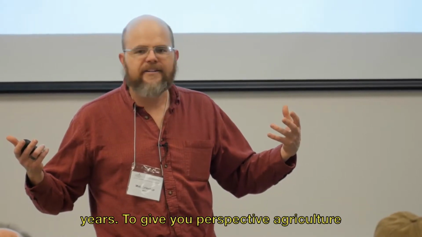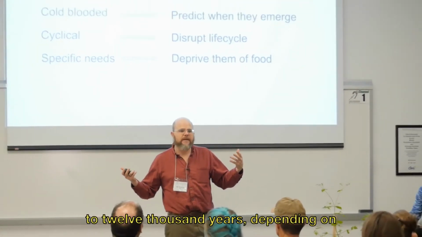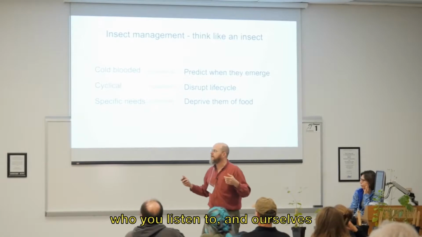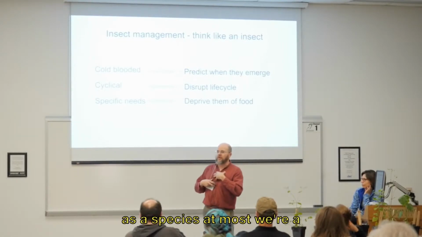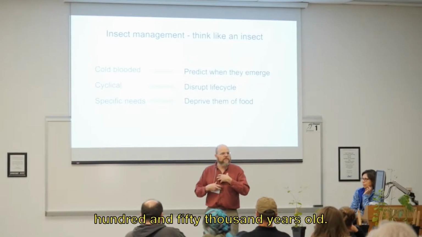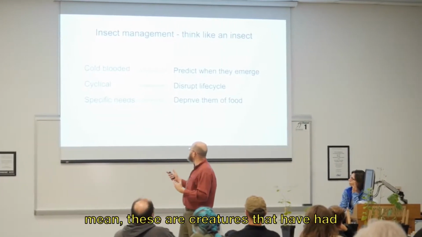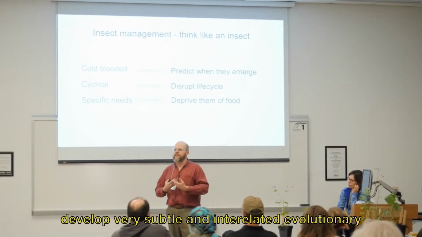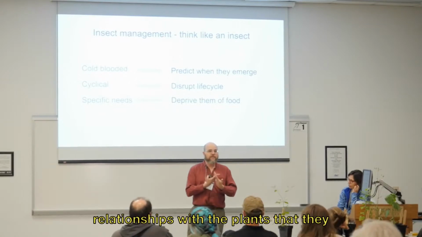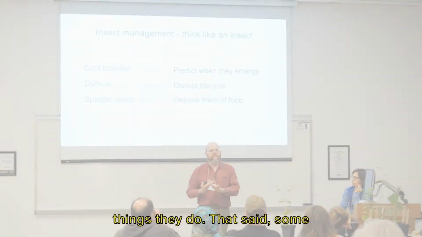To give you a perspective, agriculture has been around for about 10 to 12,000 years, depending on who you listen to. And ourselves as a species, at most we're 150,000 years old. So if you think about it, these are creatures that have had a tremendous amount of time to develop very subtle and interrelated evolutionary relationships with the plants that they eat and with the other things that they eat and the other things they do.